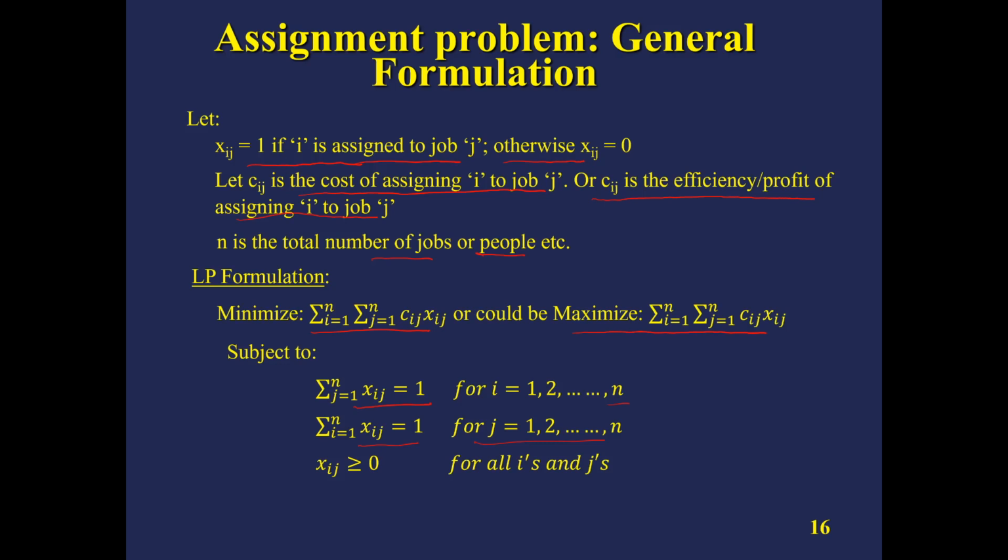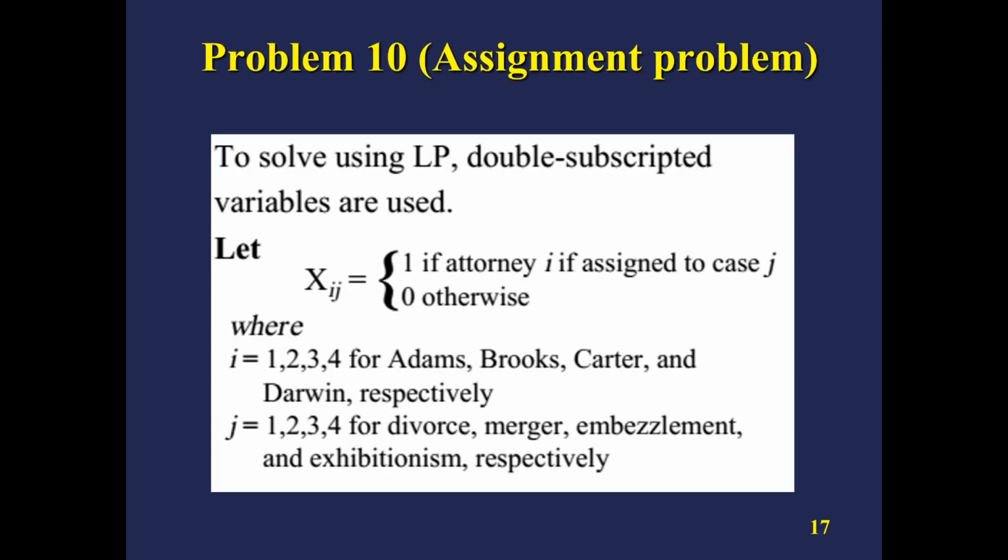For all i's and j's, xij should be greater or equal to 0. This is a special formulation for this kind of problem. Let's look at the earlier problem of lawyers, and how to formulate it. This was the general formulation. The particular formulation can be like this.